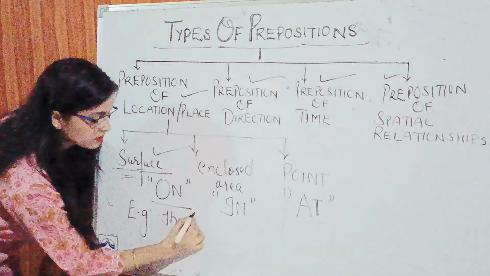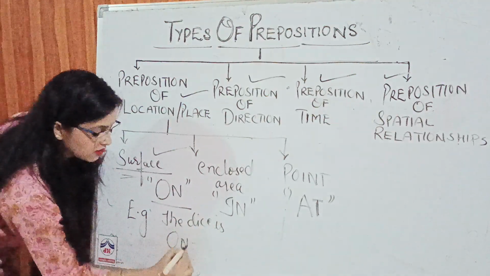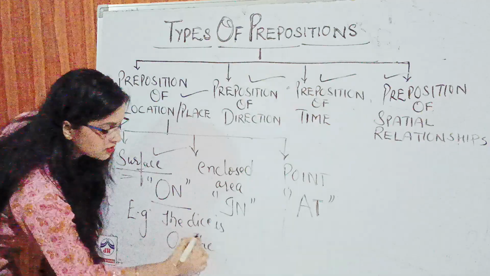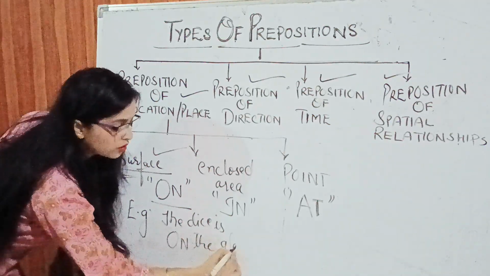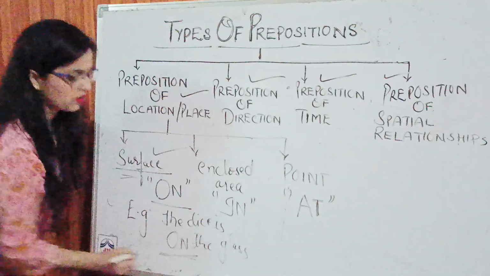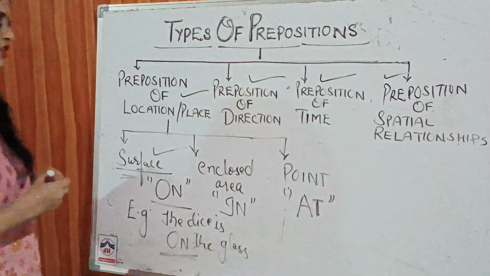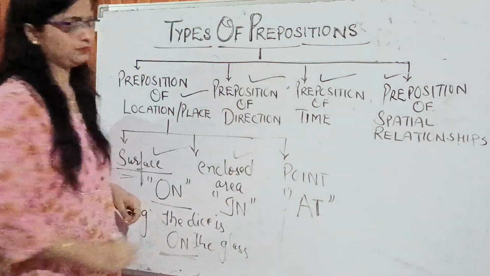So we can write here the example. The dice is on the glass. Why? Because the dice is touching the surface of the glass. So in this way, we are using the preposition on. Got it? So next is enclosed area.